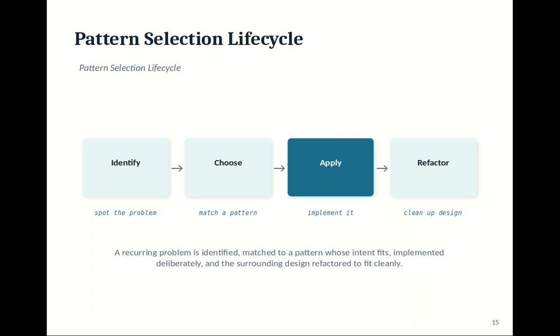Pattern selection life cycle. Spot the problem, identify. Match a pattern, choose. Implement it, apply. Clean up design, refactor. A recurring problem is identified, matched to a pattern whose intent fits, implemented deliberately, and the surrounding design refactored to fit cleanly.